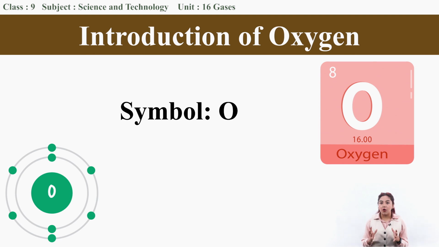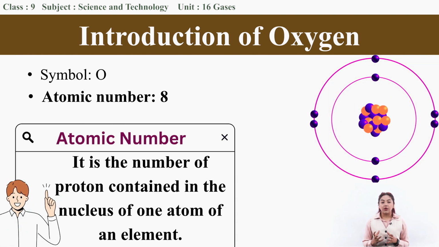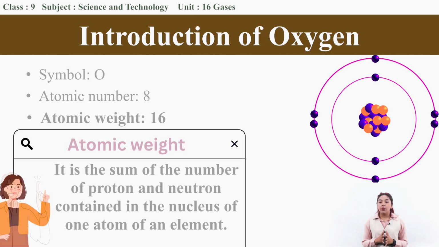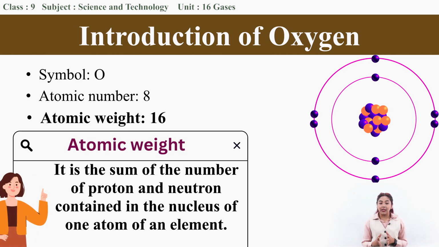So, introducing oxygen. Oxygen is represented by the symbol O. The atomic number of oxygen is 8, and as I mentioned earlier, atomic number is the number of protons contained in the nucleus of one atom of an element. Since the nucleus of one atom of oxygen has 8 protons, that's why the atomic number of oxygen is also 8. The atomic weight of oxygen is 16.